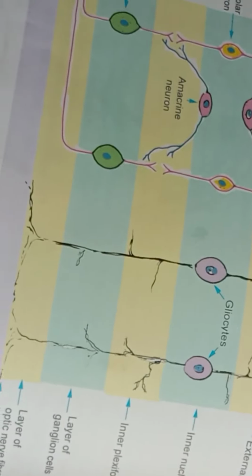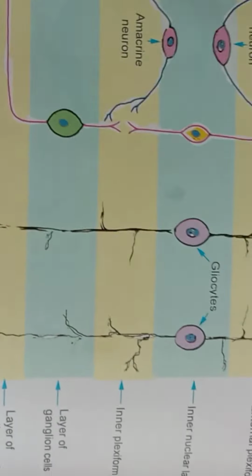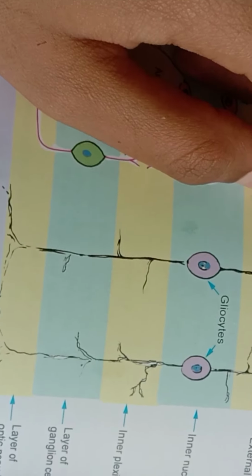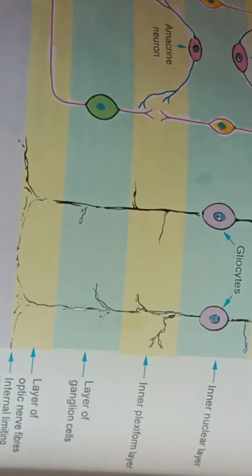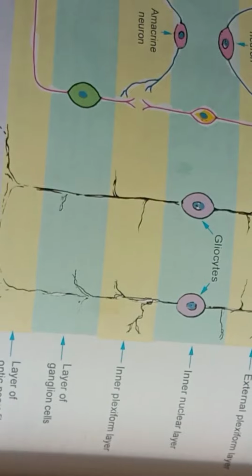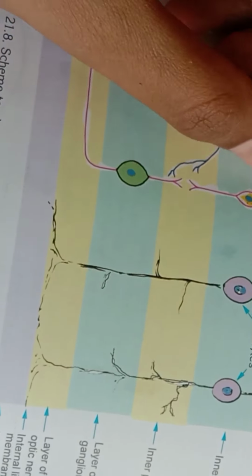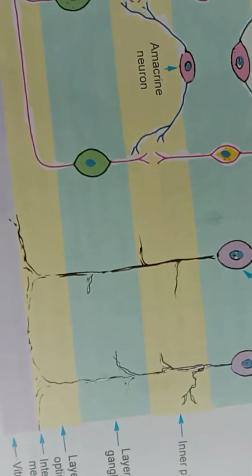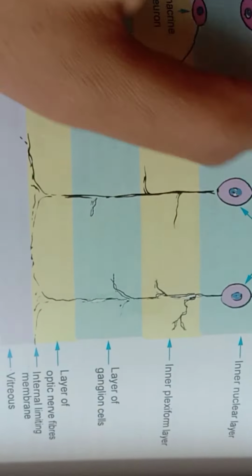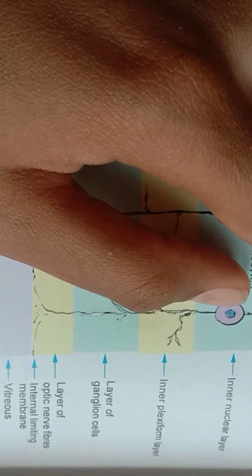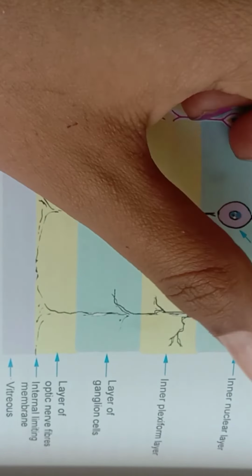So let us understand the layers of the retina. First, as I discussed, we have the pigment layer. This is the pigment layer you can see here. Next we have the neuronal layers. What are the neuronal layers? Of course you can see synapses here, because in neuronal layers, neurons synapse. So first we have the layer of rods and cones. Next we have the external limiting membrane, and the internal limiting membrane is also present.